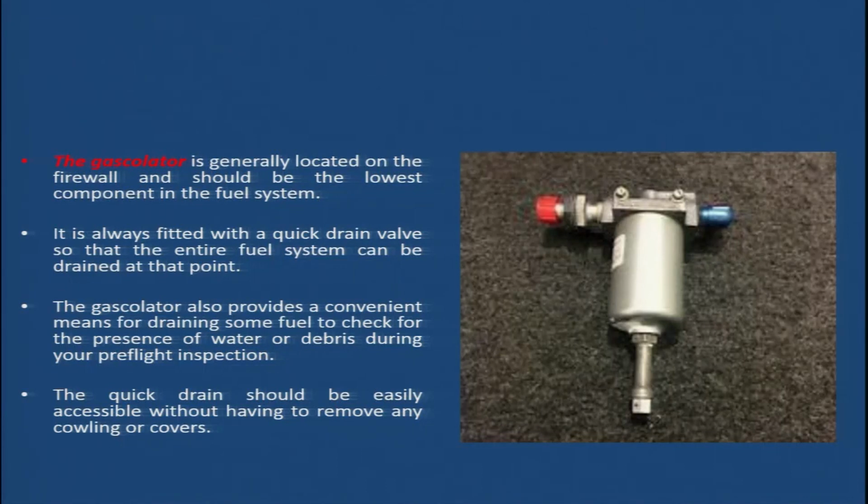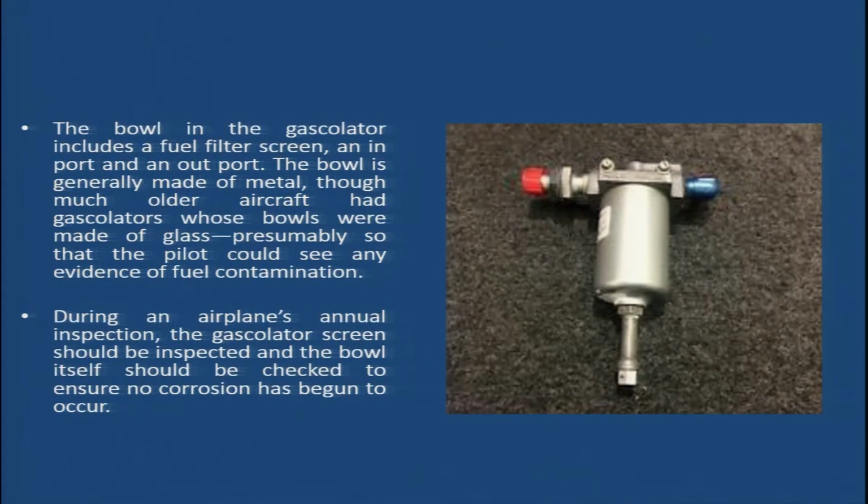In the figure you can see this is a gascolator, and at the bottom you see there is a drain valve. This is your drain valve, one is your inlet and one is your outlet. The bowl in the gascolator includes a fuel filter screen. So this is your bowl. This bowl has a filter screen, an inlet port and an outlet port. So this is your inlet and here is your outlet.